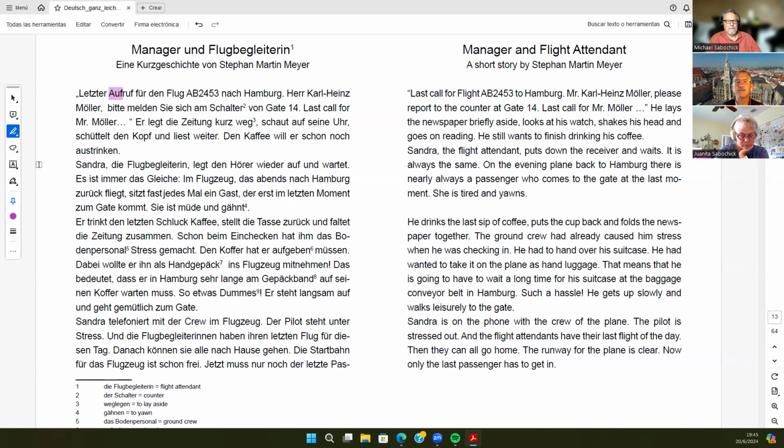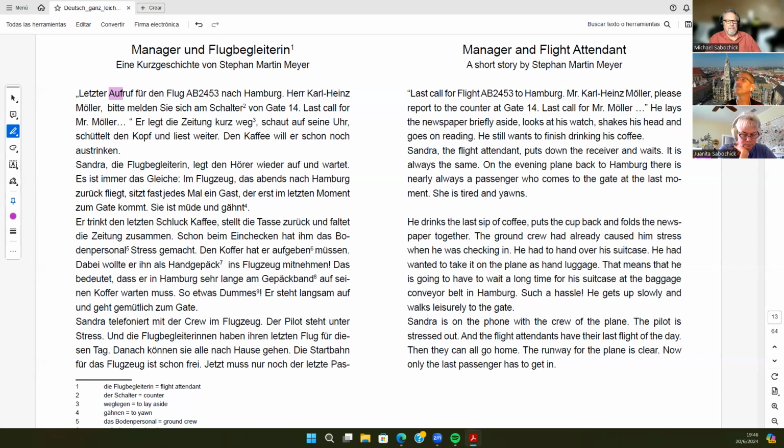So, the second part is after reading the vocabulary. Last call for the flight AB 2453 to Hamburg. So, Herr Karl-Heinz, bitte melden Sie. Let me see the whole. I guess melden is go to the gate. Please go to the gate.